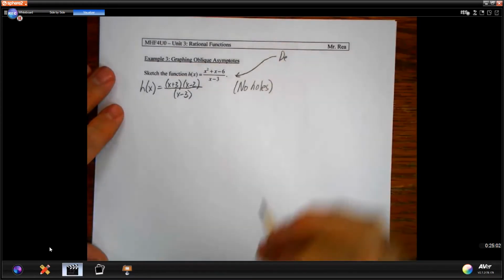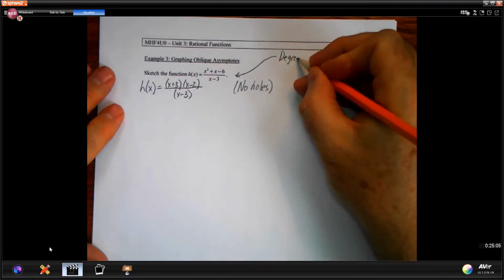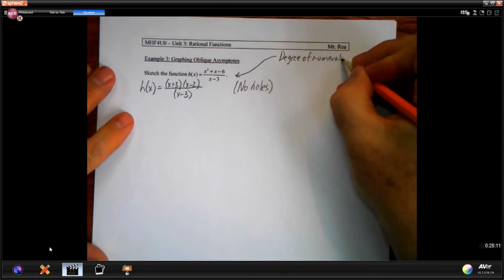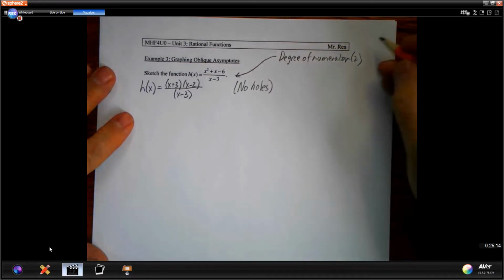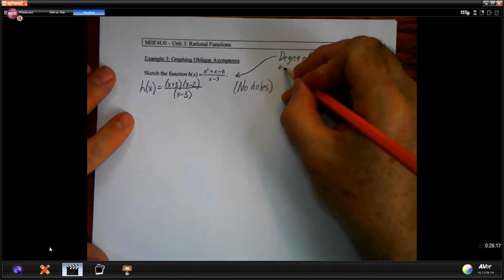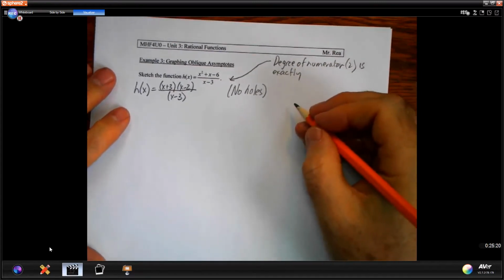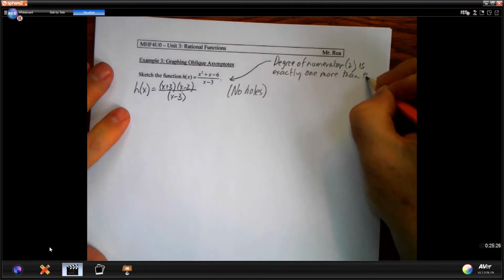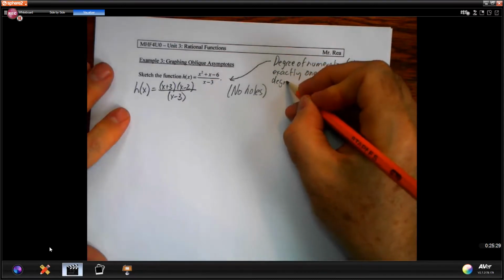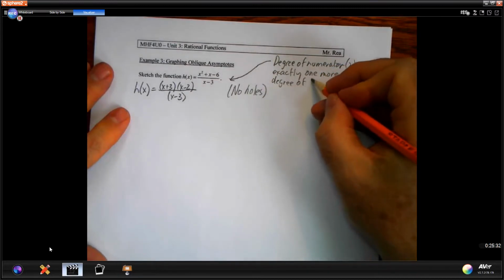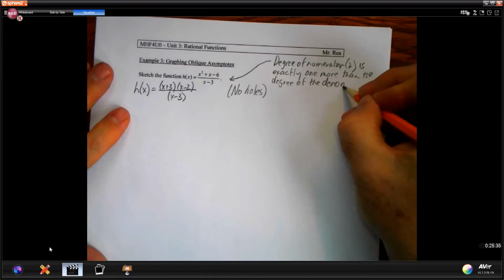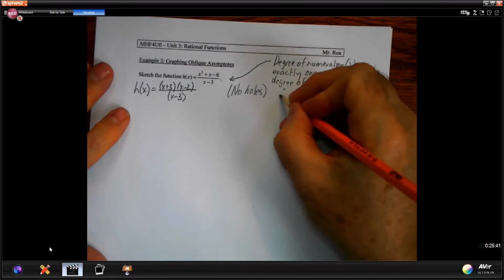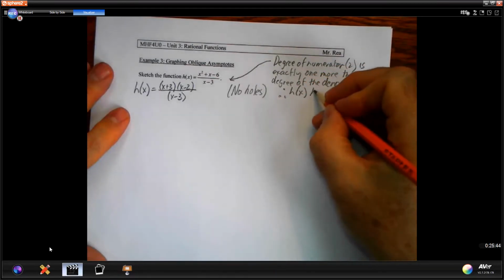So I'll just put a little statement here for this one to state how we know this. The degree of the numerator, which is 2, quadratic, is exactly one more than the degree of the denominator, which is 1 because it's linear. So therefore h of x has an oblique asymptote.